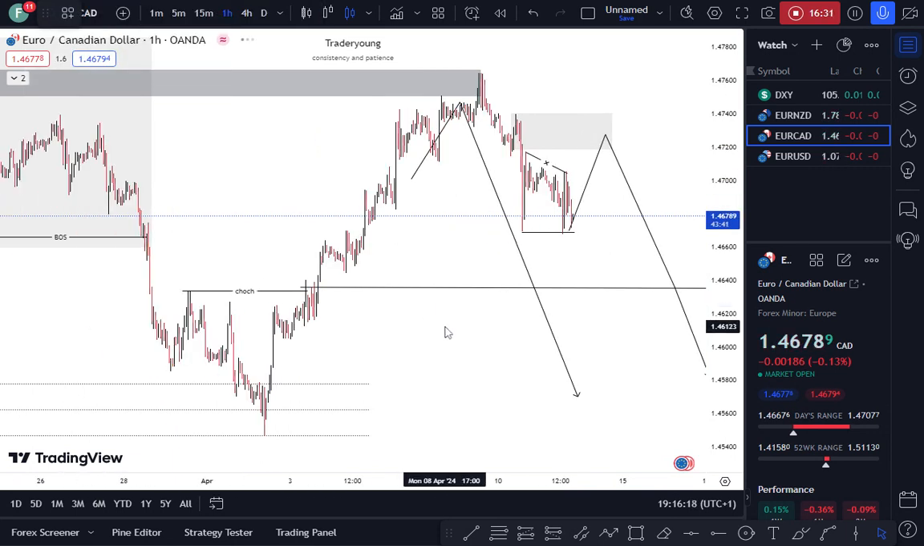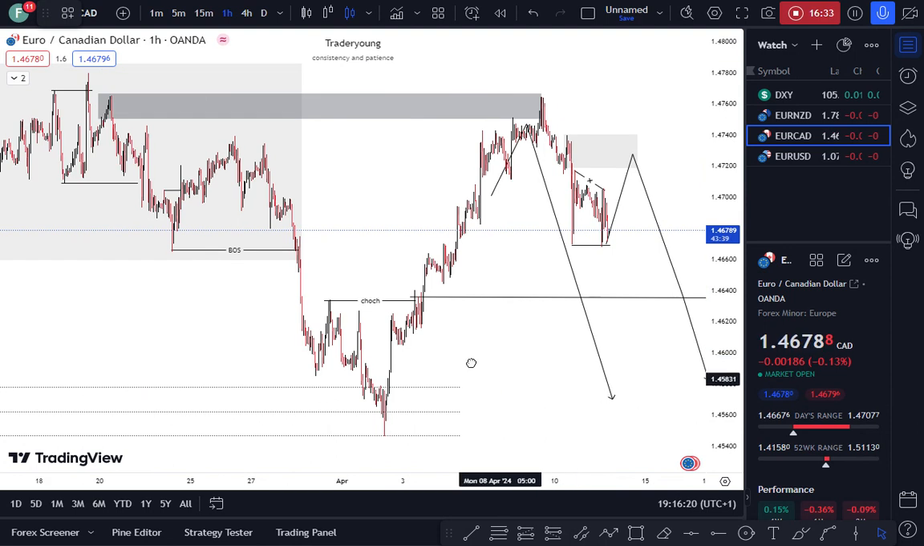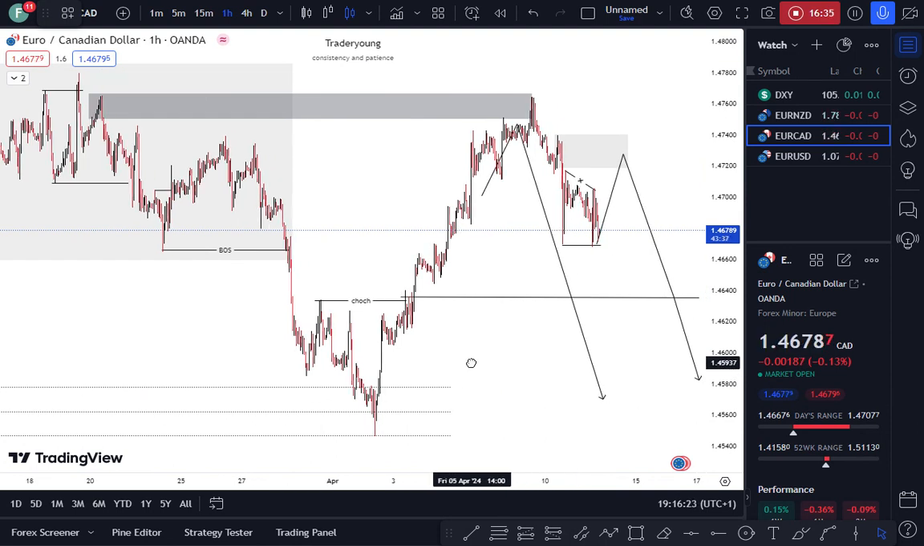So that's just it for Euro NZD, Euro CAD, and definitely Euro USD, DXY. For now, these are the updates. I would still go for GBP USD and gold. I'll send it to you guys.